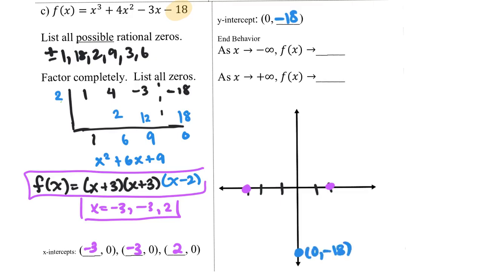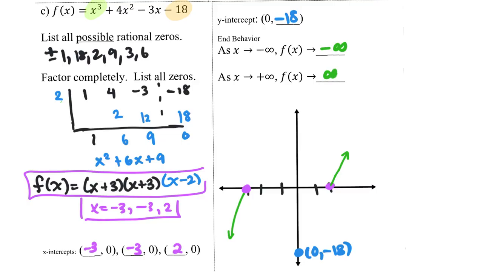Okay, let's just consider our end behavior. This is an odd polynomial and it's a positive x cubed, so it's going to go up on the right and down on the left. On the left, as x approaches negative infinity, I can tell it's going down. As x approaches positive infinity, meaning on the right side, the graph is going up.